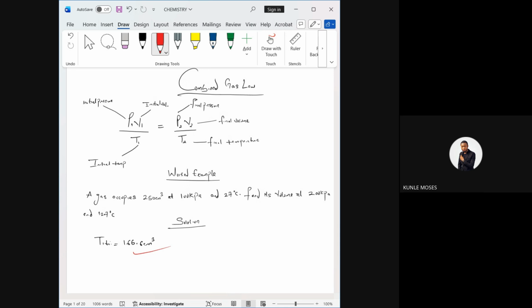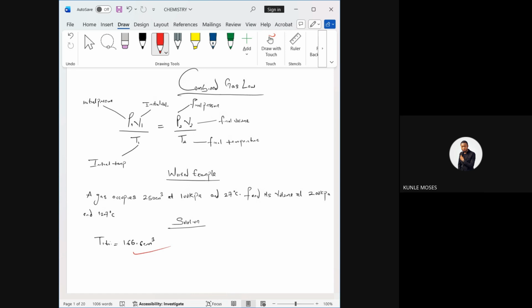So last class in our chemistry, we checked Charles's law and Boyle's law. I gave them the formula for Charles's law and the formula for Boyle's law, and we solved one or two questions there. So today we proceeded to combined gas law. Combined gas law talks about the relationship between Boyle's law and Charles's law, where you conjoin the formulas for Boyle's law and Charles's law together.